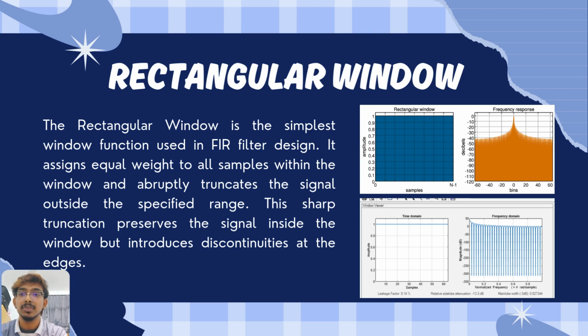However, it introduces discontinuities at the boundaries of the impulse response. As a result, high side lobe levels appear in the frequency domain, causing spectral leakage and ripples in the filter's passband and stopband. As we can see, there are two sample diagrams shown in our slide. These are the first diagram and the second diagram of the sample rectangular window.